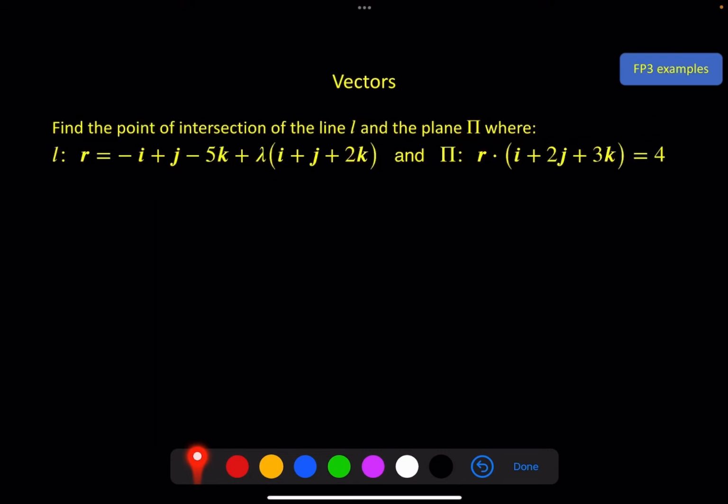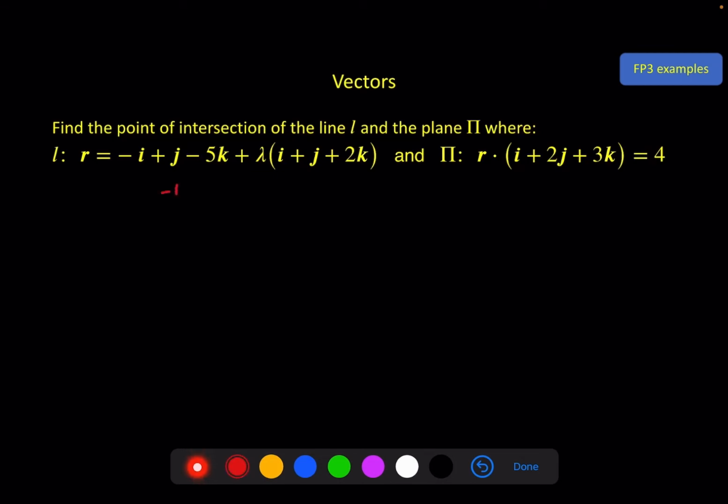So let's give this a go. It's a very similar idea. Find the point of intersection of the line L with this equation and the plane pi with this equation. So if r must equal this on this line and r must satisfy this equation in this plane, I can put this general point into this equation and see if there's a lambda that will make that true. If there is, that's my point. If there isn't, they don't intersect.